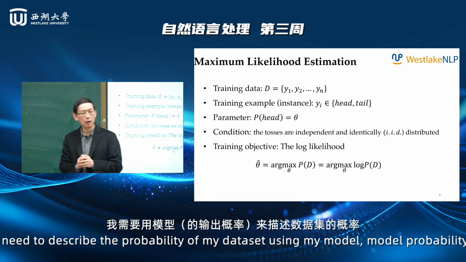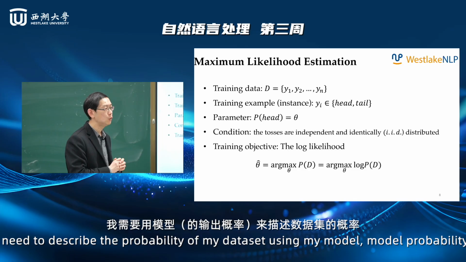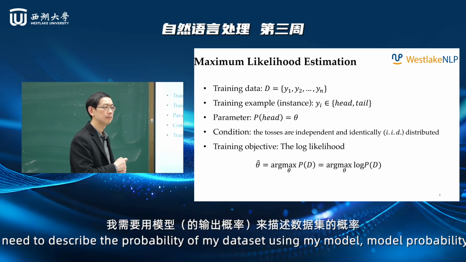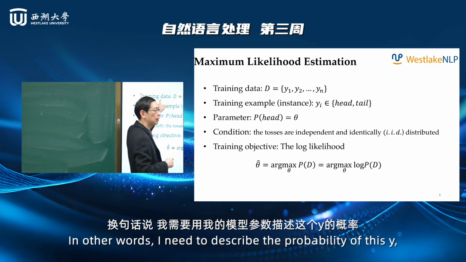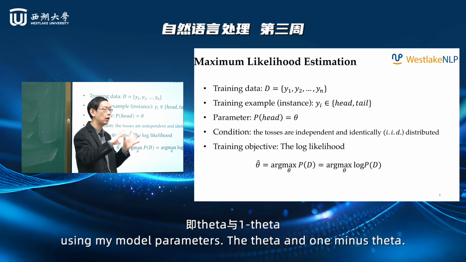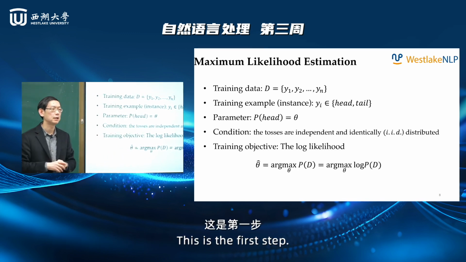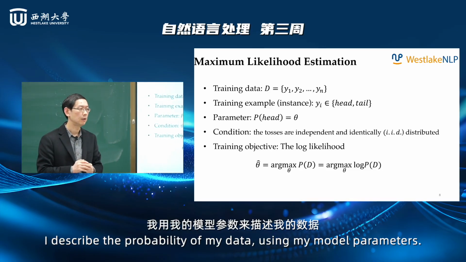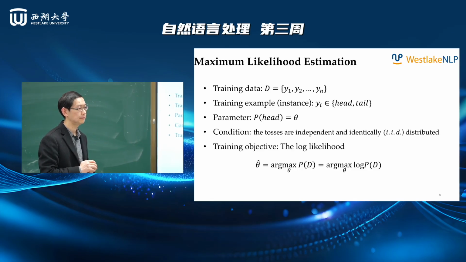Only when your experiments are IID do you have the binomial distribution. I need to describe the probability of my data sets using my model probability. In other words, I need to describe the probability of this y using my model parameters, theta and 1 minus theta, for head or tail. So this is the first step: I describe the probability of my data using my model parameters.